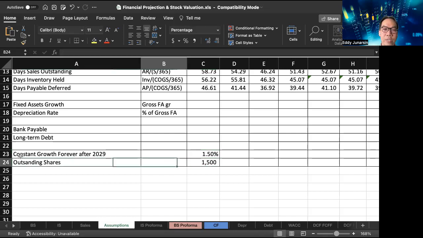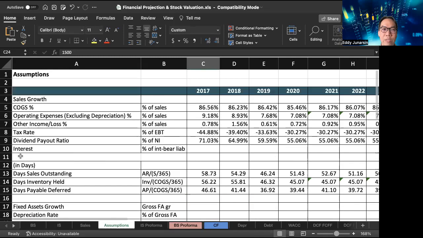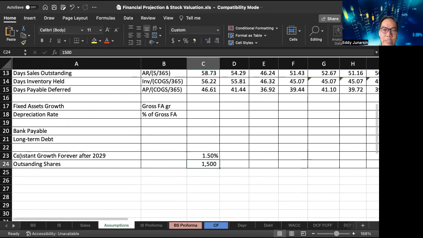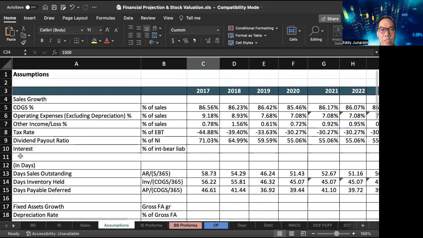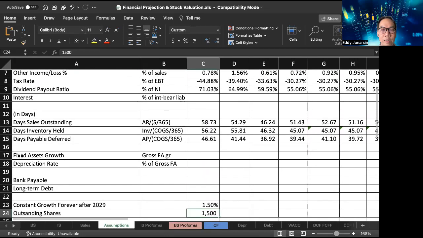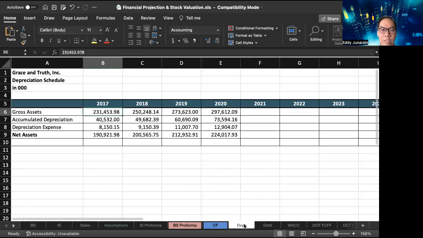The outstanding shares, 1.5 million shares in this example. Okay, it's pretty much done for this sheet, but remember we still have two separate sheets related to fixed assets and debt. So here the sheet is called depreciation.